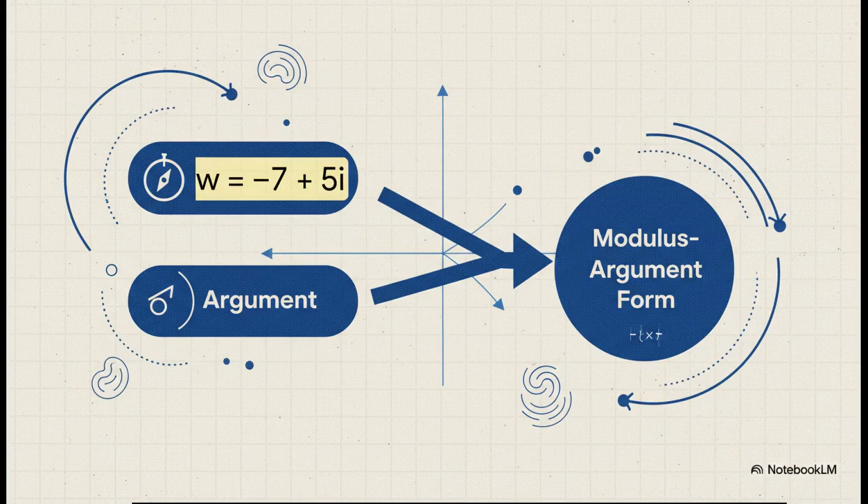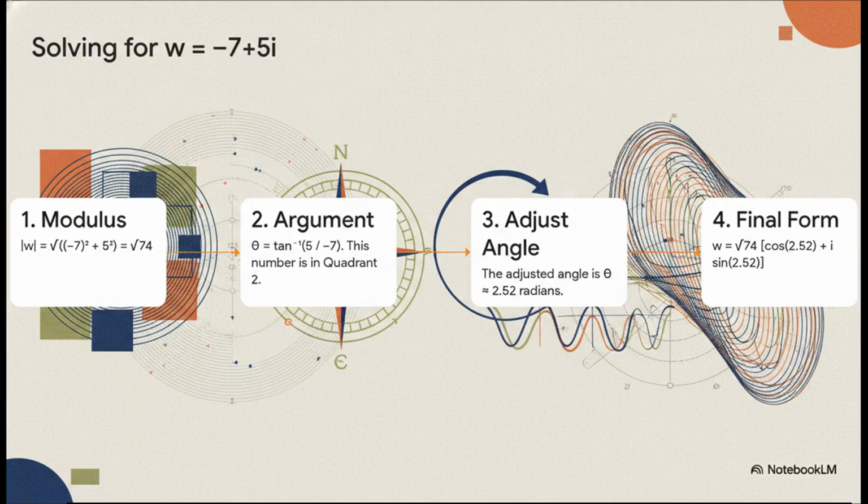Okay, ready for another one? Let's try a full conversion from start to finish. Our next number is w equals -7 plus 5i. We're going to find the modulus, find the argument, and then write it out in that final form. First up, the modulus: square root of (-7) squared plus 5 squared, which gives us the square root of 74. Next, the argument, and once again, negative real part, positive imaginary part, that puts us squarely in the second quadrant. So we calculate the angle and adjust for that quadrant, which gives us about 2.52 radians. Finally, we just assemble all the pieces into our final modulus argument form.